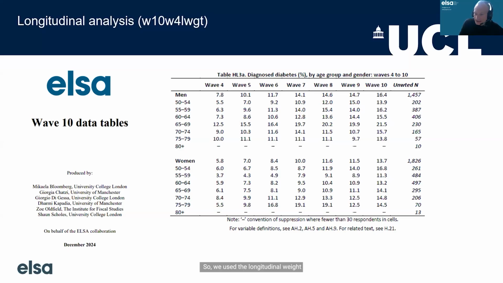So we used the longitudinal weight provided with the wave 10 data, which had the wave 4 sample at its base. So the variable named W10 wave 4 longitudinal weight, and applying that longitudinal weight for this particular set of core members at wave 10, we can see that the prevalence of diagnosed diabetes has doubled over the 15-year period from waves 4 to 10.